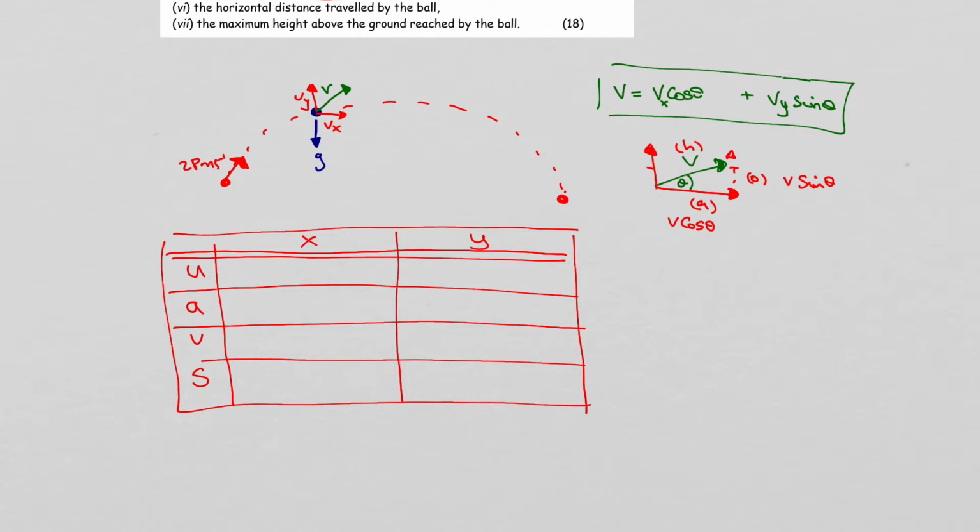So therefore we can see there is only gravity in the y direction. There is no gravity in the x direction here because it's starting and landing in the horizontal plane. So therefore acceleration in the x direction is 0.